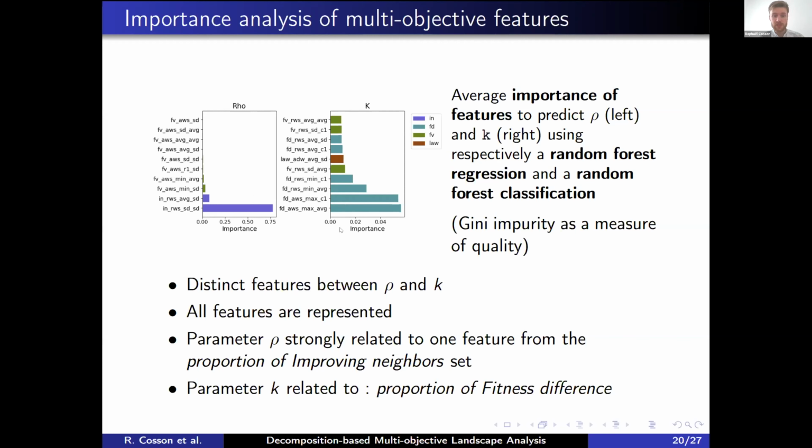And we can see that the most important set of features for ρ is the proportion of improving neighbors, and for k, it's the distribution of fitness differences.